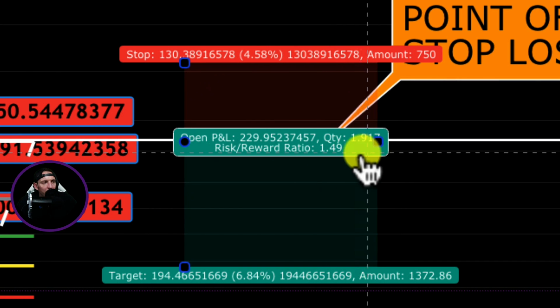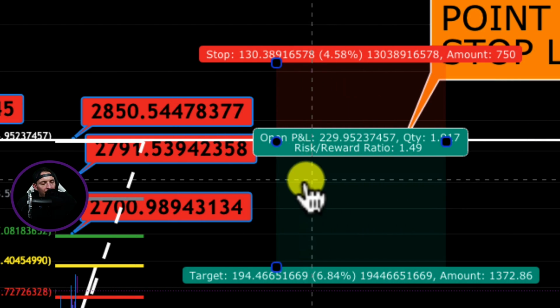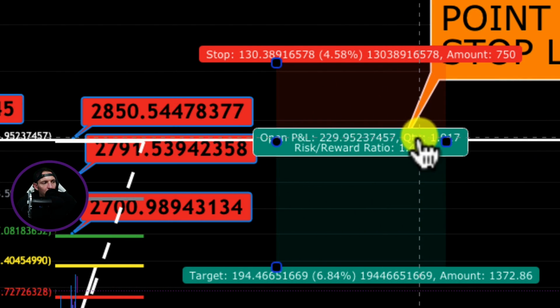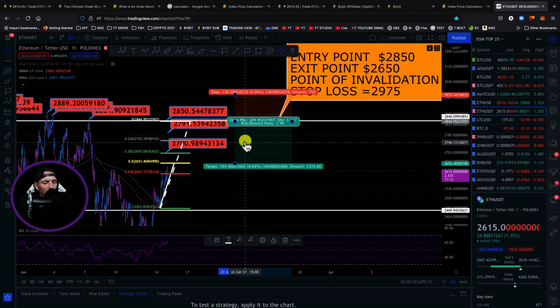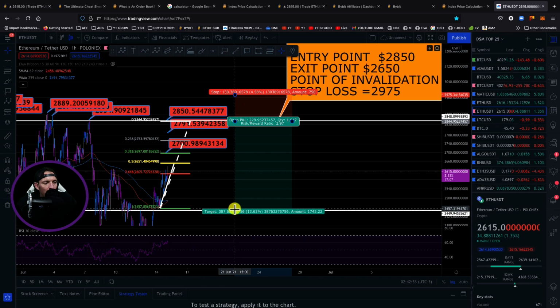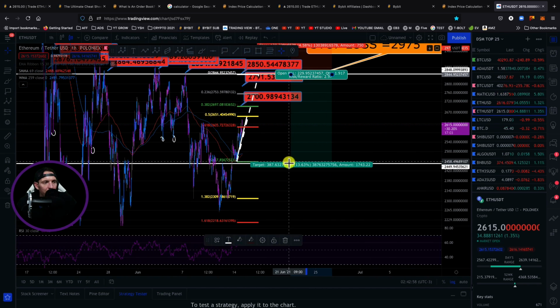Risk to reward ratio is 1 to 1.49. In my personal opinion, that's not the greatest trade. I normally am looking for a risk to reward ratio of at least 4 to 1. But once I'm in this trade and I'm shorting in this type of market, if price does come down, it's most likely going to come down to that 2,500 mark where we talked about taking profits originally.